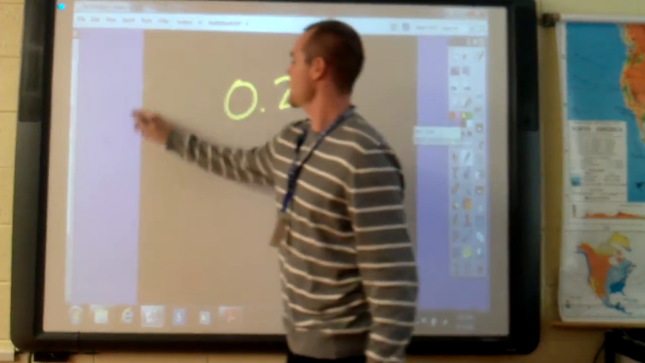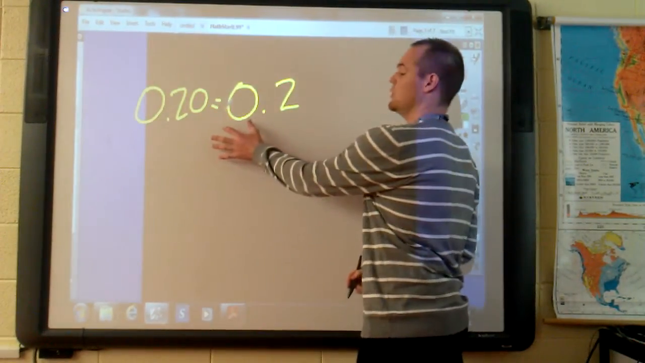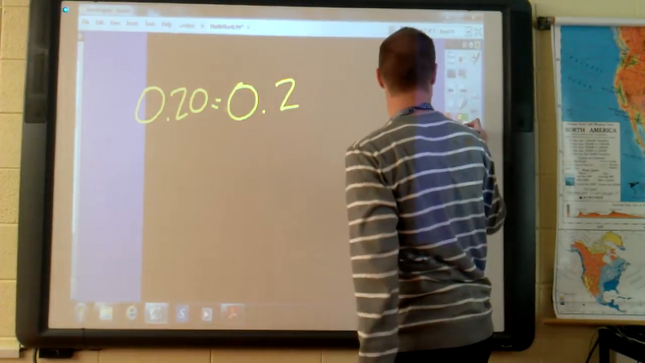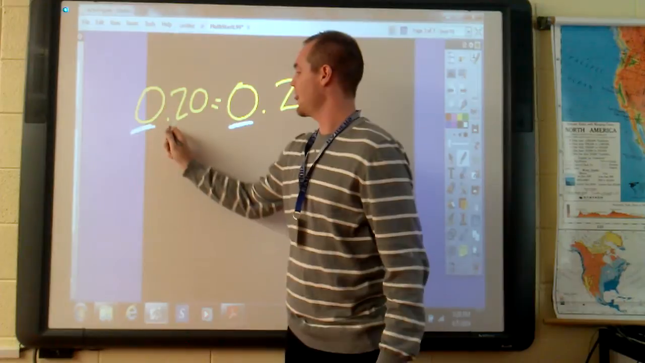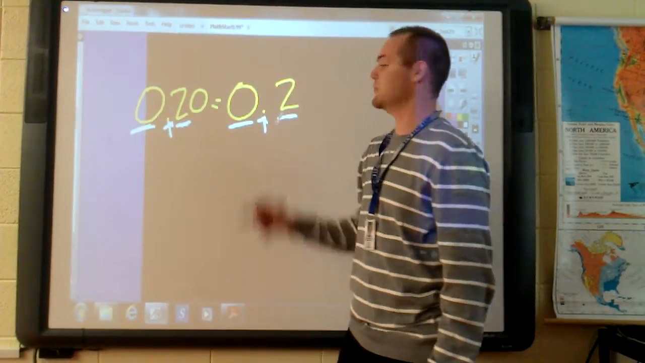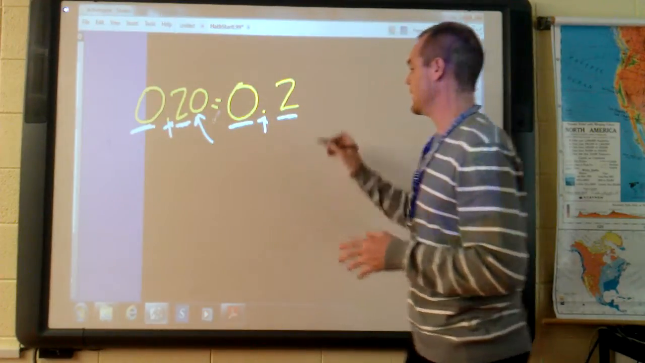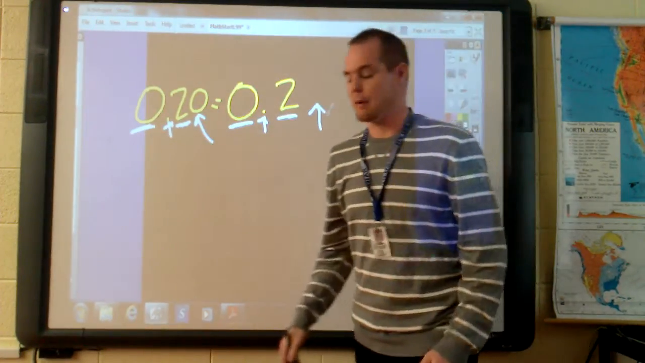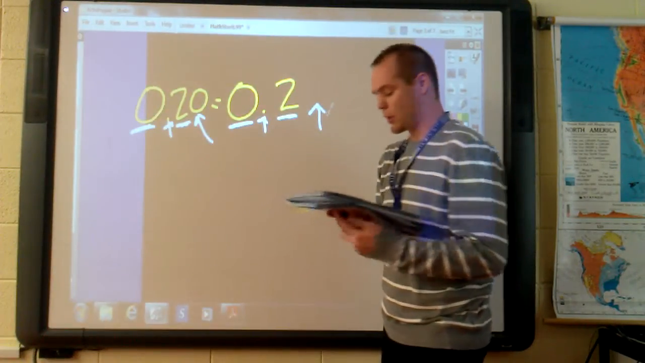Okay? 0 and 20 hundredths is equal to 0 and 2 tenths. Understanding that there's a 0 in the ones place, the decimal is in the same place, and the 2 is in the same place. This represents no value. Okay? As does no number. It represents no value. Okay, let's look a little bit further.